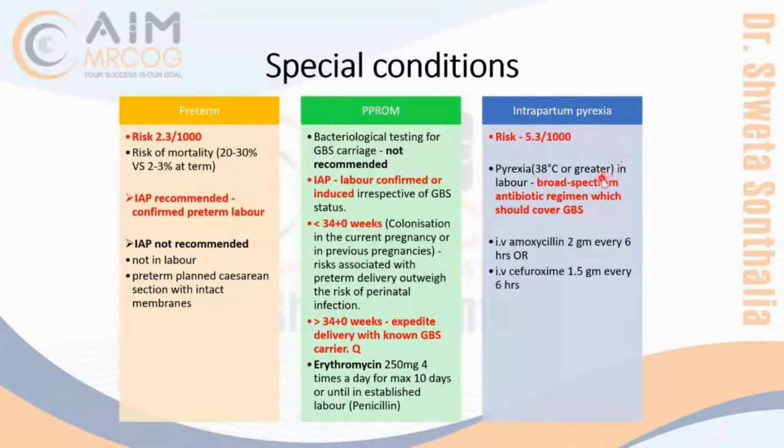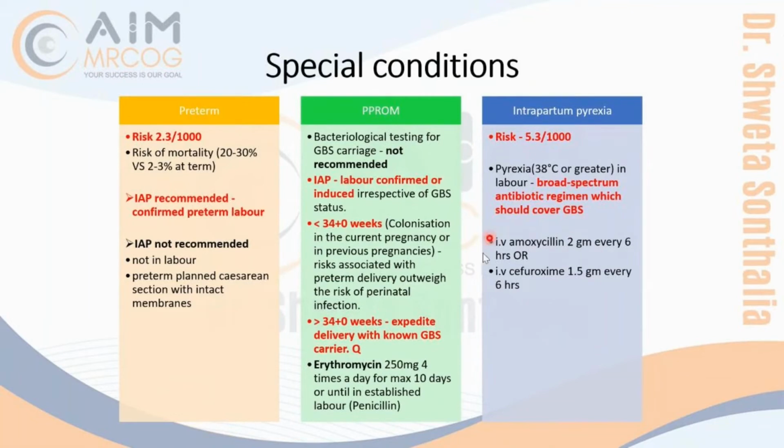So irrespective of testing, in preterm and pyrexia you are going to give, right? So you will give her a broad spectrum antibiotic which is covering the GBS. So what are they? Either amoxicillin or cefuroxime. Amoxicillin 2 gram 6 hourly, means QID, or cefuroxime 1.5 gram 6 hourly, QID.